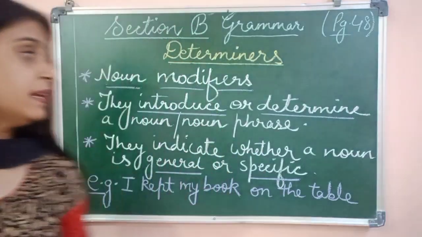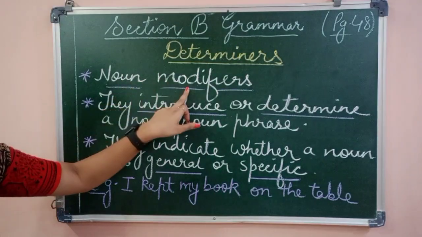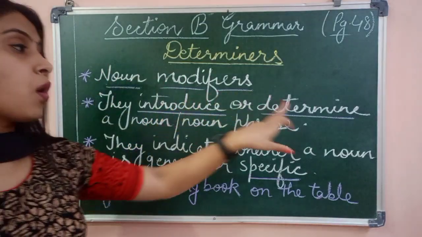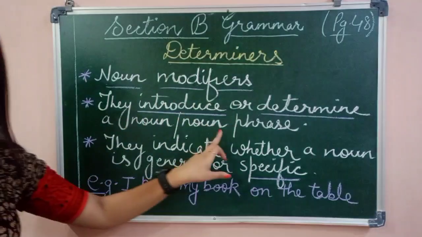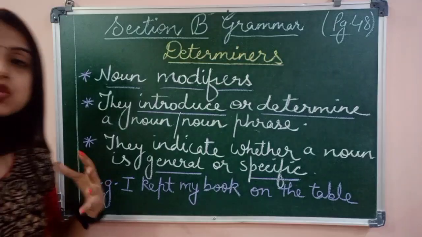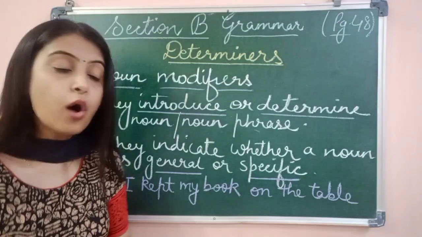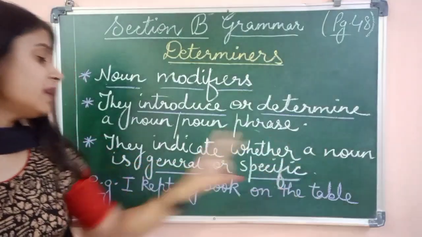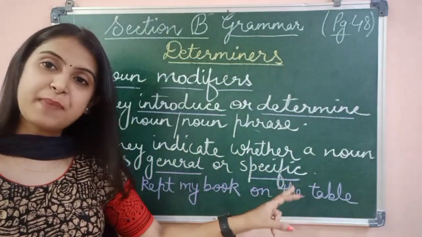Determiners are nothing but noun modifiers. Determiners are the words that introduce or determine a noun or a noun phrase, right? They are the words that talk about any noun, or you can say they are used to indicate whether a noun is general or specific.